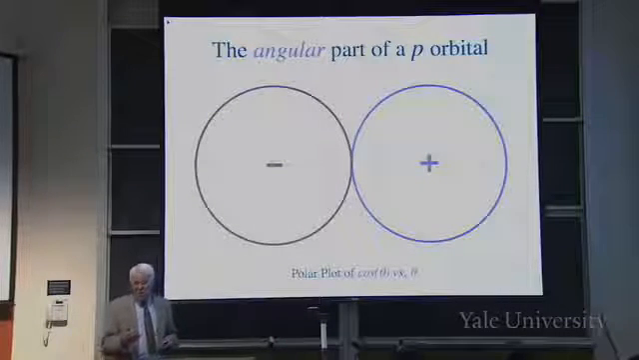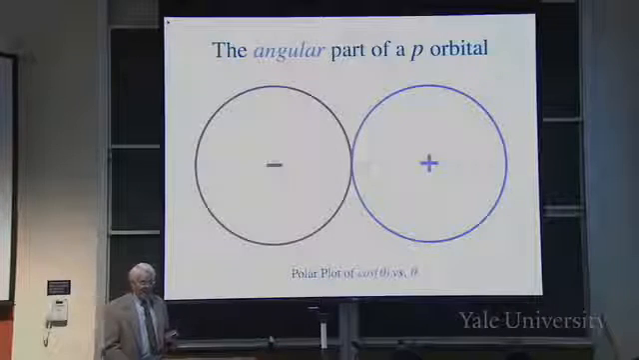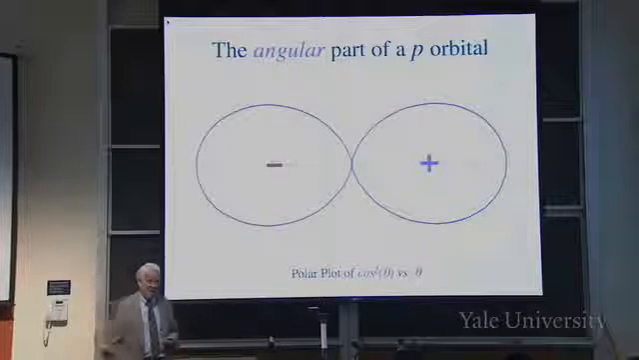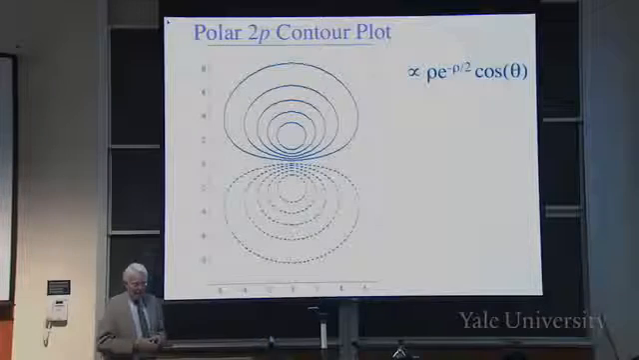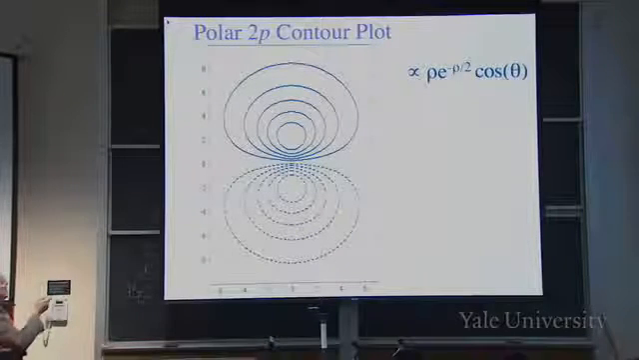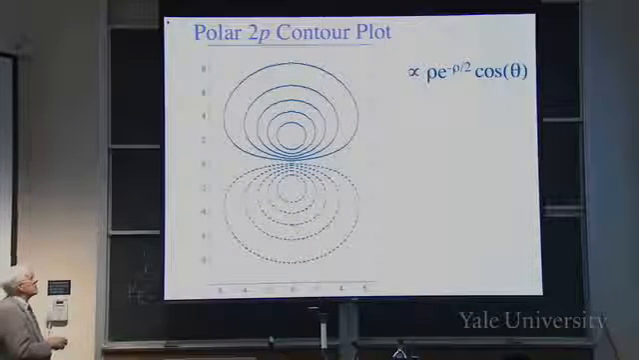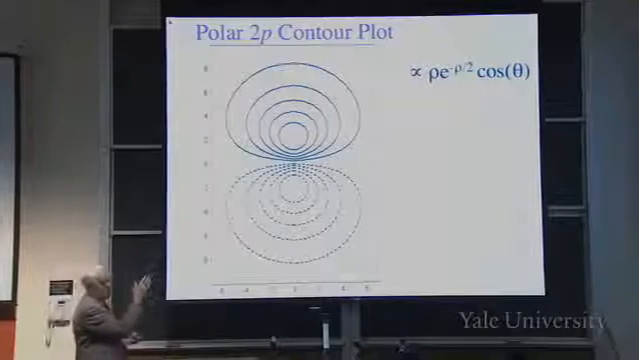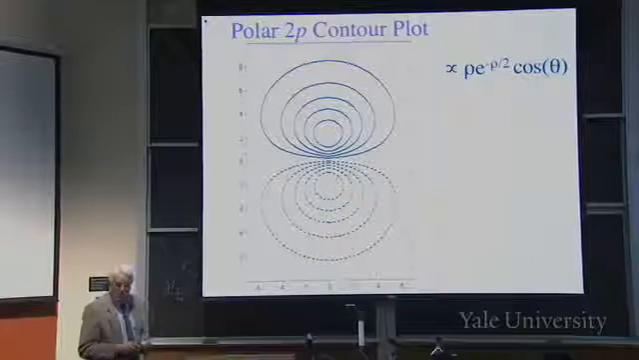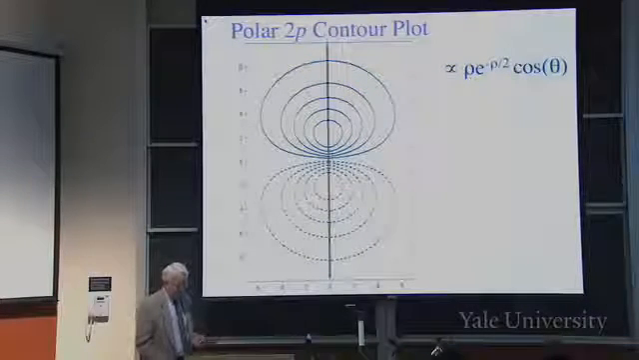Or I could square it in order to look at probability density as a function of theta, right? And it would look like that. So you've seen pictures more or less like that. Or I could make a picture like that, which is a contour plot showing how big it is on a slice through the nucleus, right? So it's rho times e to the minus rho over 2 times cosine theta. That multiplied by a constant is the wave function. So you can see it's positive up the top, negative at the bottom.